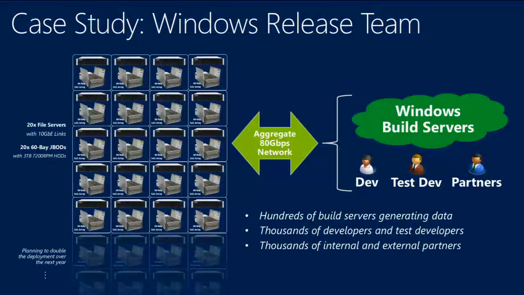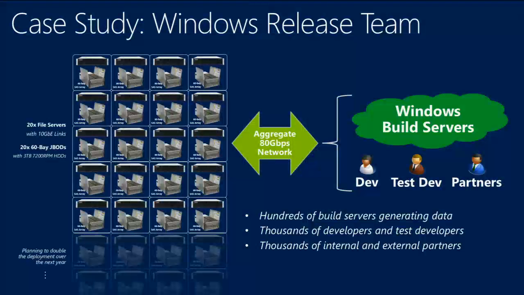So here's a little diagram of their deployment as it is today. They have 20 high-performance file servers, and they have 20 60-bay JBOD arrays with 3 terabyte disks. Now, this infrastructure is interconnected with a 10 gig network. But this infrastructure is connected through to the rest of the Microsoft campus through an aggregate 80 gigabit networking switch, or networking nexus. And through this 80 gigabit network, we have hundreds of Windows build servers running builds every day for all the source repositories, for all the Windows teams, for all those sub-repositories.